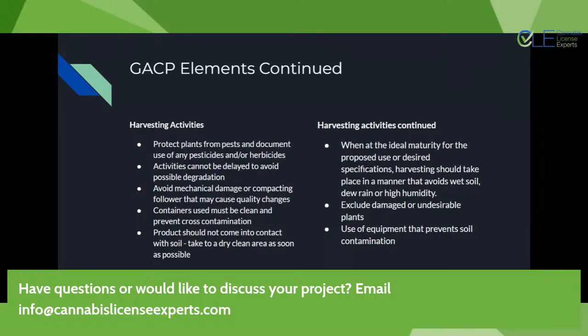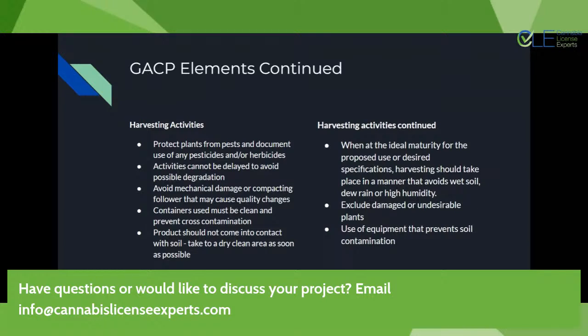Then again, you're going to want to make sure that you have properly trained staff to ensure that your plants are actually ready to be harvested based on any specifications that you or your customers have. And again, you're going to want to look at those environmental factors, which may cause an adjustment to your pre-planned schedule. Again, wet soil, dew, rain, high humidity, high winds in those outdoor grows.